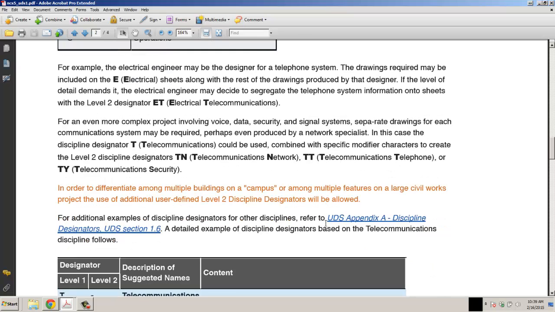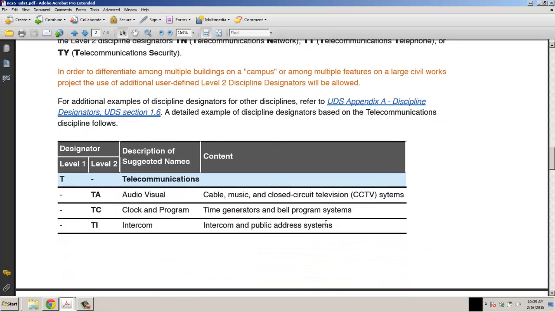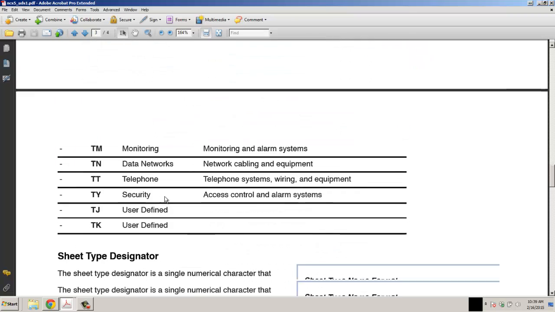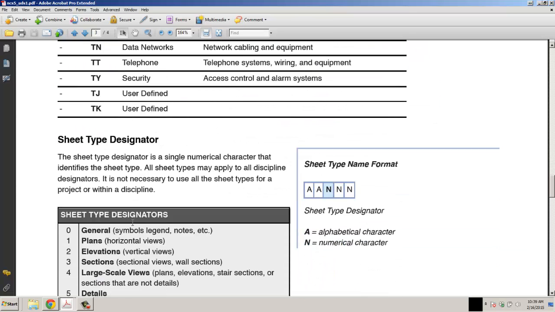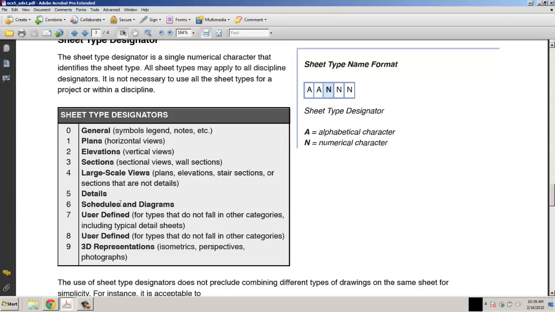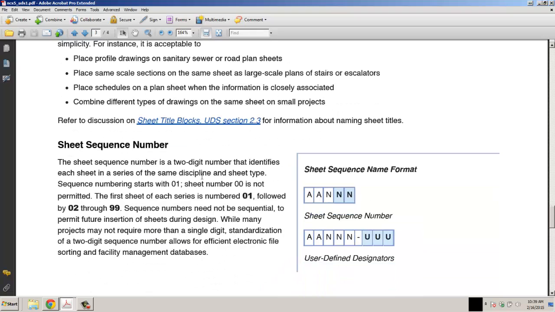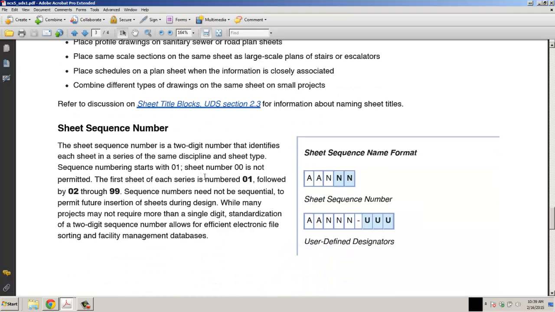TT for telecommunications. Here we have TA for audio visual, TC for clock and program. So you can have multiple designators. These are our sheet type designators, similar to what we just saw in the previous one with this N designator, which would be 0 for general, 1 for plans, 2 for elevations, 3 for sections, 4 for large scale. And then the last 2 are sheet sequence numbers.